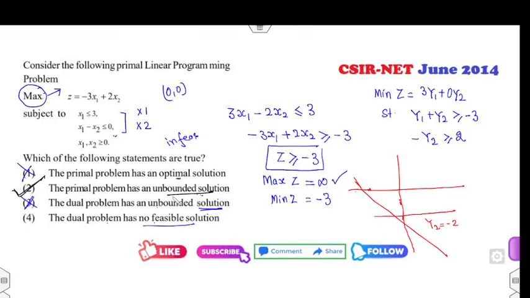Fine. Now, the primal problem has the unbounded solution. Once the primal problem has an unbounded solution, what is the meaning for the dual? The dual has no feasible solution. That is the infeasible solution. We are not talking about the feasible solution.